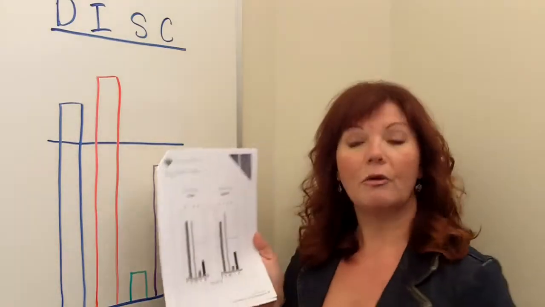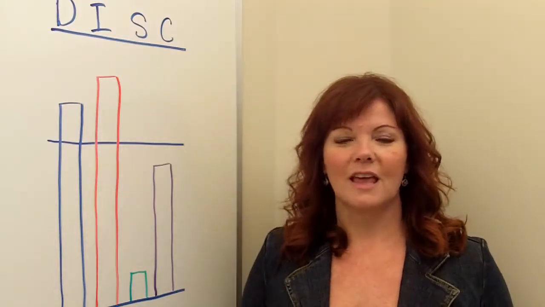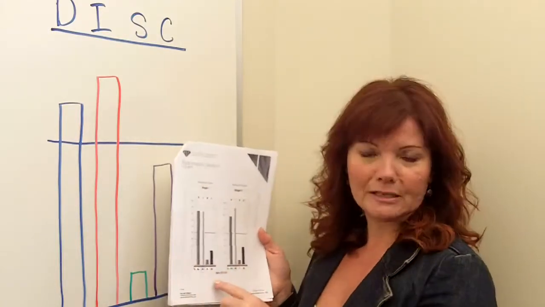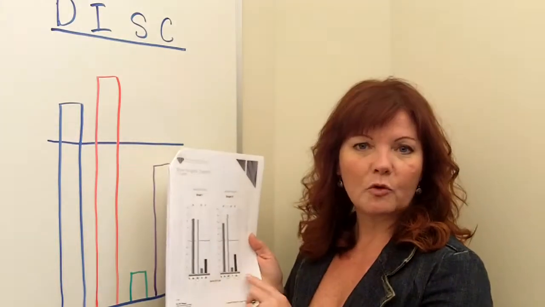And the reason there's two graphs is because everybody's behavior is adaptable. That's the one cool thing about the DISC behaviors, is we actually have the ability to adapt them. Sometimes we know we're adapting them, sometimes we don't know we're adapting them. But what your report will show is how you're adapting for the work environment. So if you remember the instructions when you took the DISC questions, it asked you to think about how you are in a work environment.